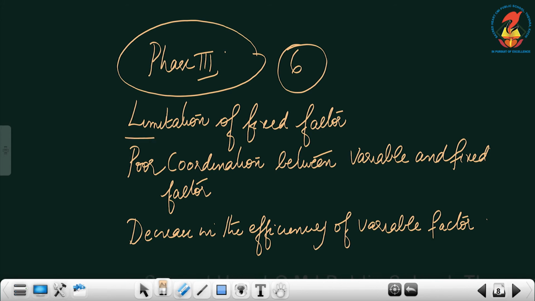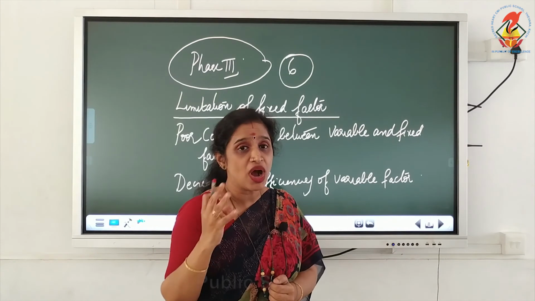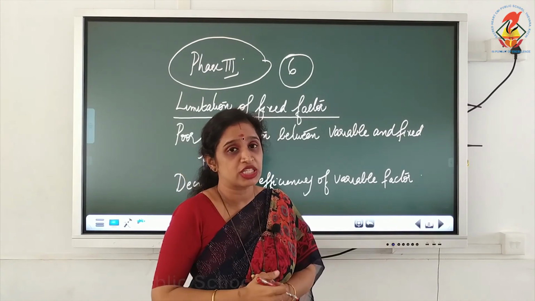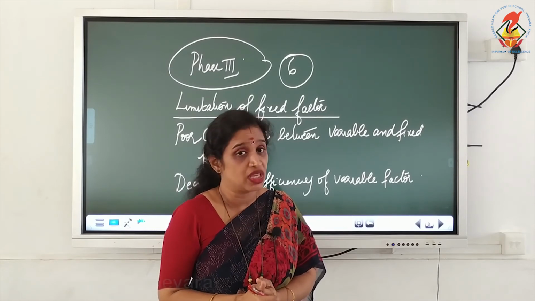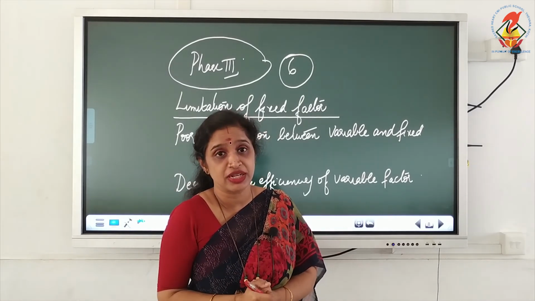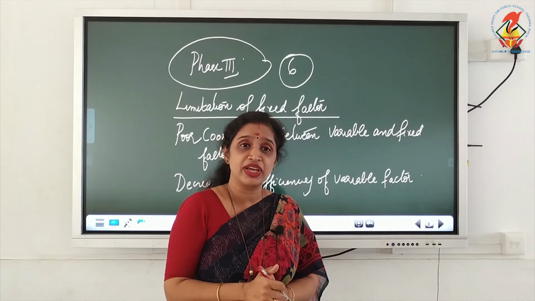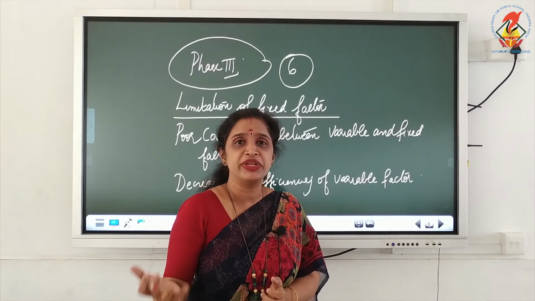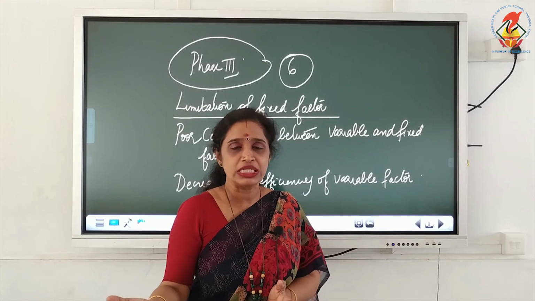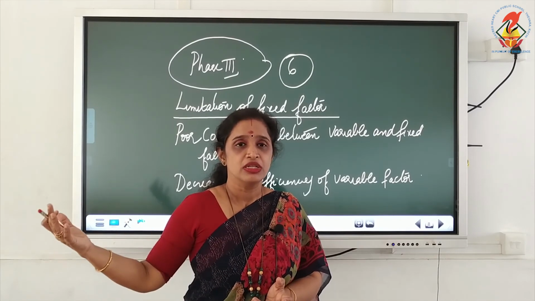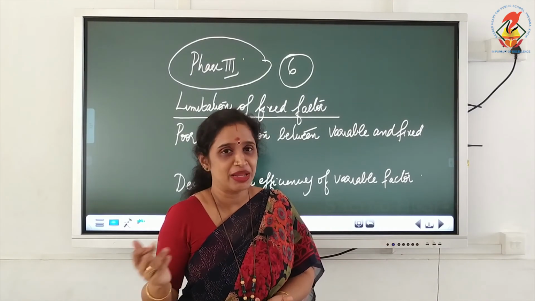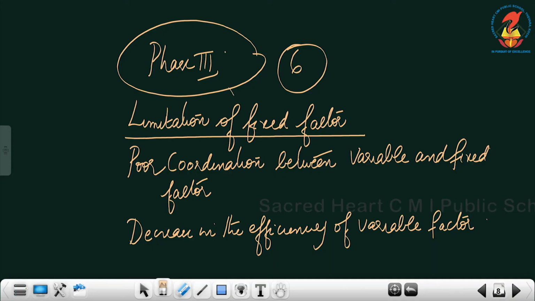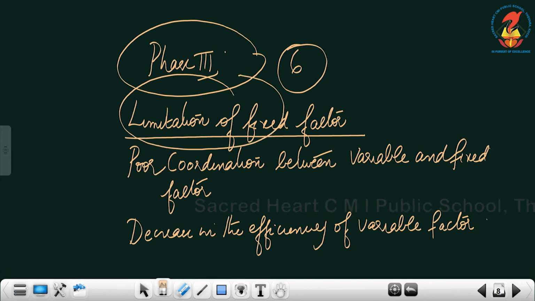Now see the limitation of fixed factor. What do you mean by limitation of fixed factor? Why in this stage is total productivity falling and marginal productivity becoming negative? Because there is a limitation for the fixed factor. Which is the fixed factor here? Machine. Machine has got a limitation, isn't it? 1 machine and so many workers will not help for anything else. So there is a limitation for fixed factor.